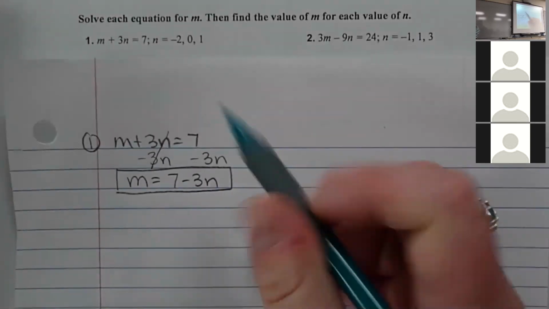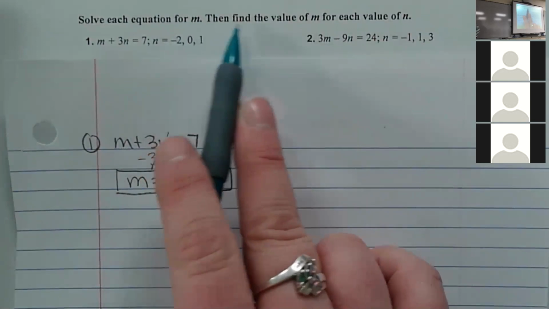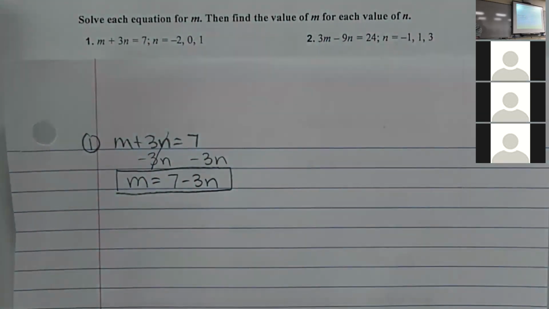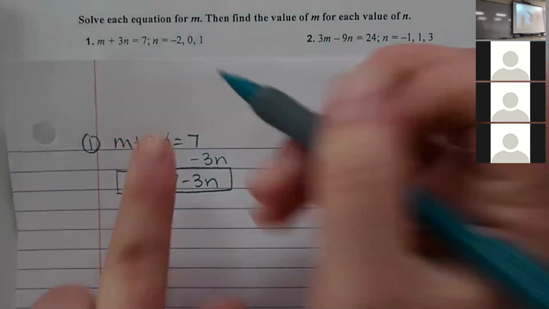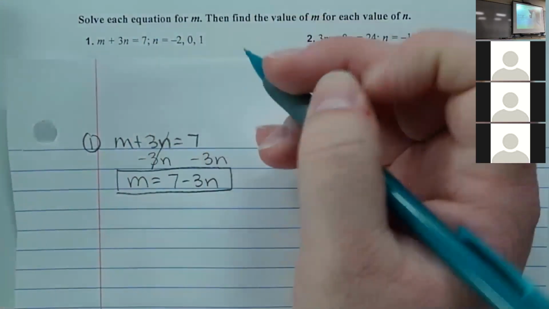So this is the first step. It said solve each equation for m. That's the first part. Now the second part says then find the value of m for each value of n. So now they're saying when n equals -2, figure it out. When n equals 0, figure it out, when n equals 1. So now let's do that.